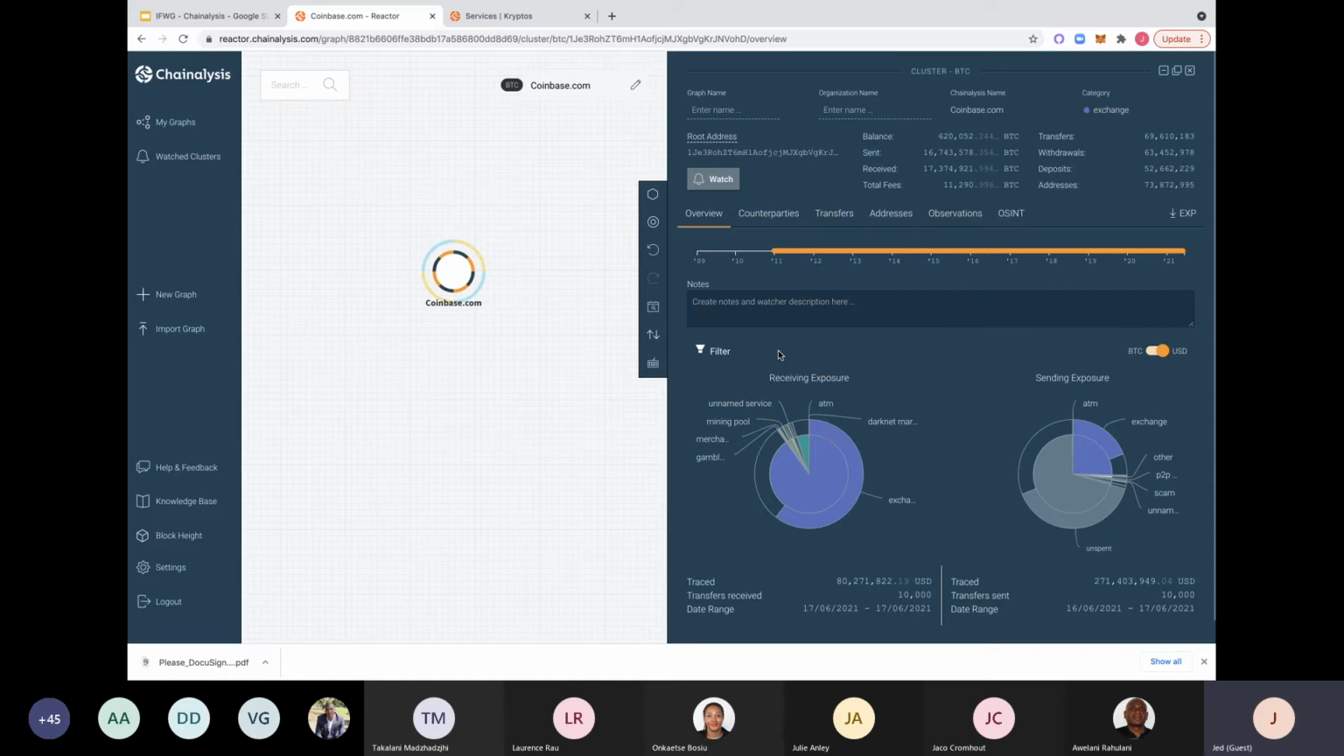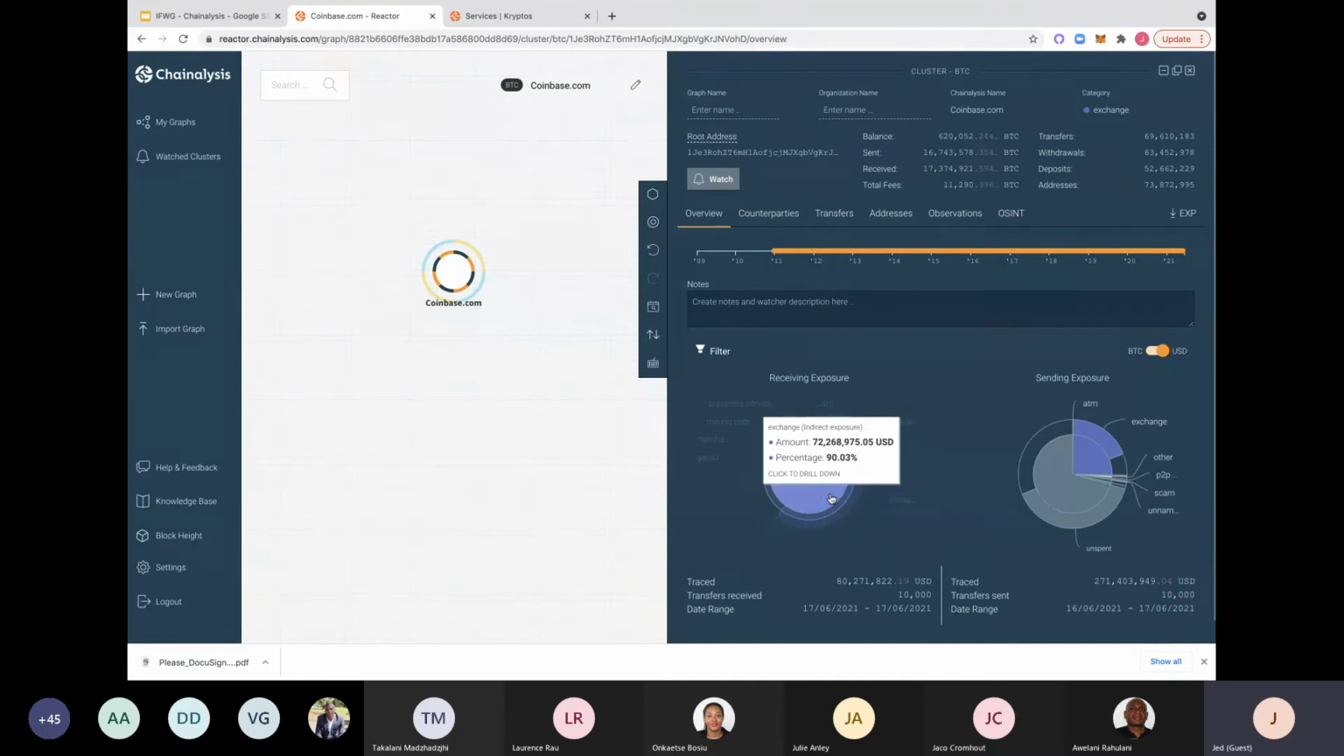So you can see where Coinbase has received its funds from. So where have its users deposited funds from? What other services have their users been interacting with? And you can see, as you'd expect, the lion's share here is other exchanges. So the users have been receiving funds from other exchanges and depositing at Coinbase.